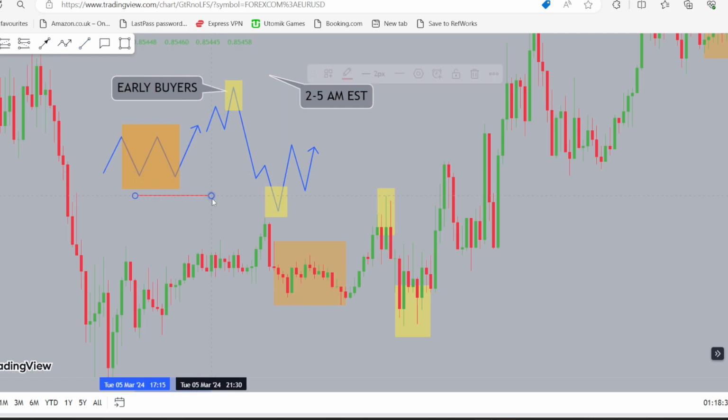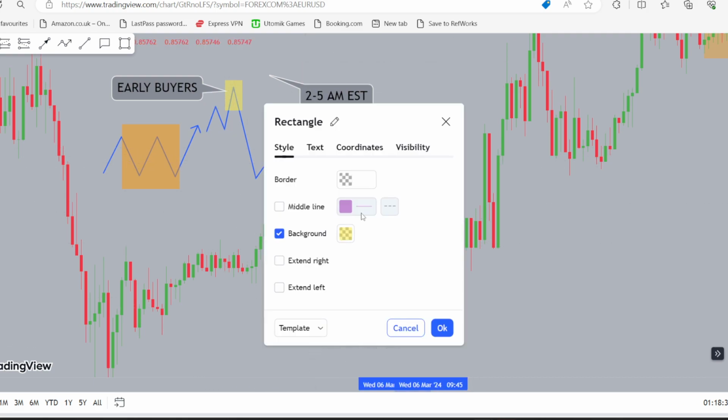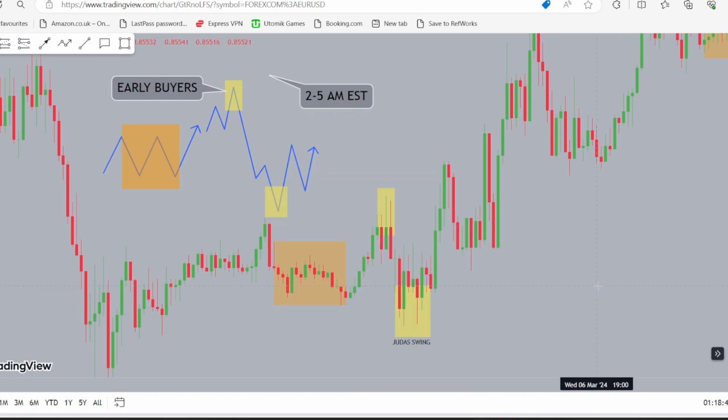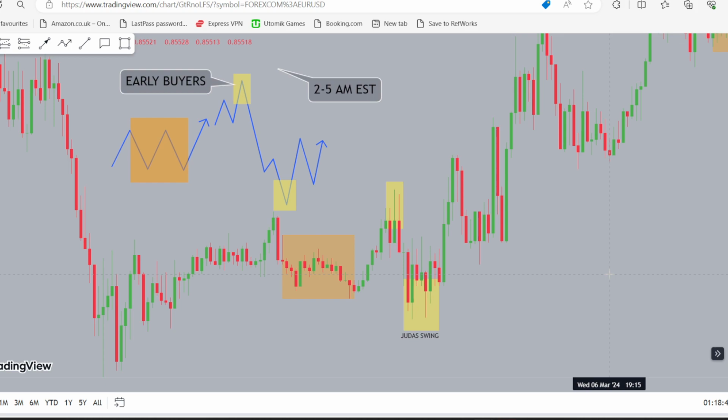You can probably guess what happens when we have the manipulation phase 2, or simply the Judas swing, right? This is the Judas swing or the manipulation phase 2. You can call it whatever you want. It's really the same thing. Some of the private students prefer to call it manipulation phase 2 because they understand the different phases of manipulation, because there's slightly different entry models you can use on the lower time frame to get involved. This happens to be one of them.